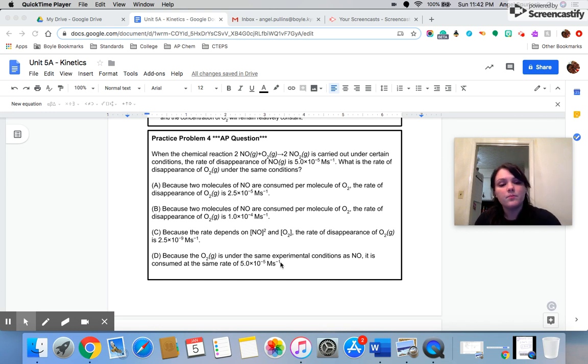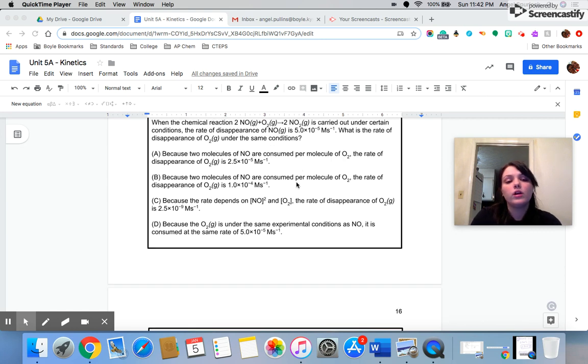Now let's look at D. Because oxygen is under the same experimental conditions as nitrogen monoxide, it is consumed at the same rate. That's just not true. That's not what this balanced chemical equation is telling you is happening. What this balanced chemical equation is saying is that 2 moles of nitrogen monoxide are consumed every time 1 mole of oxygen is. That's not equal. So their concentrations will not be changing at the same rate. Okay? So your answer to question number 4 is A.